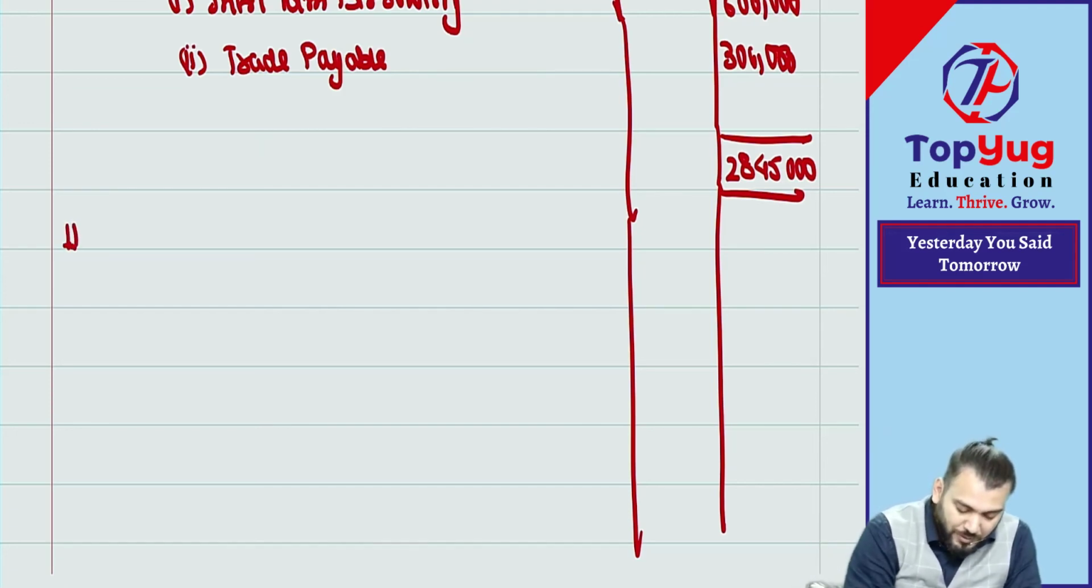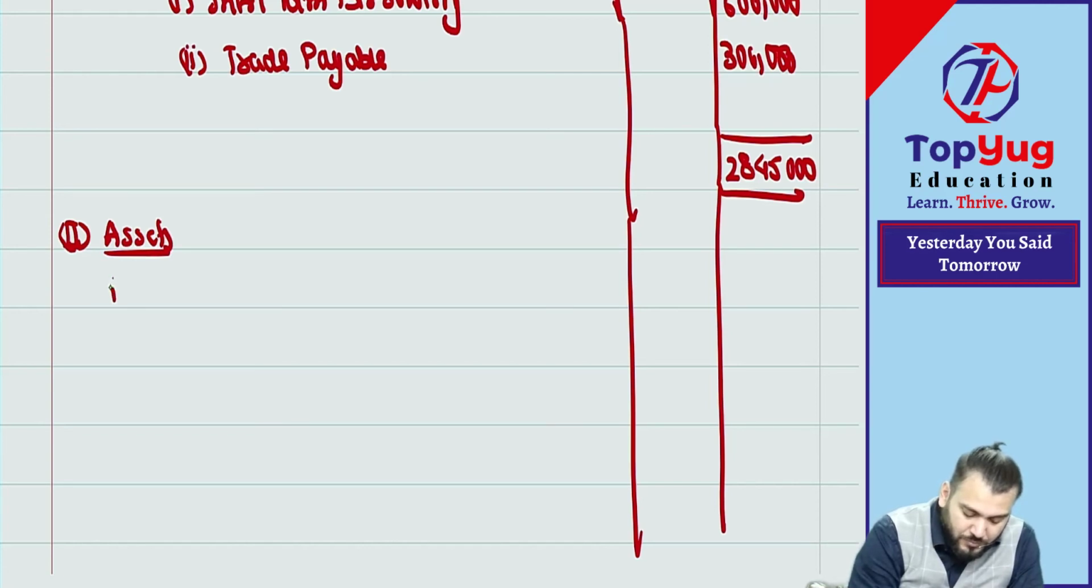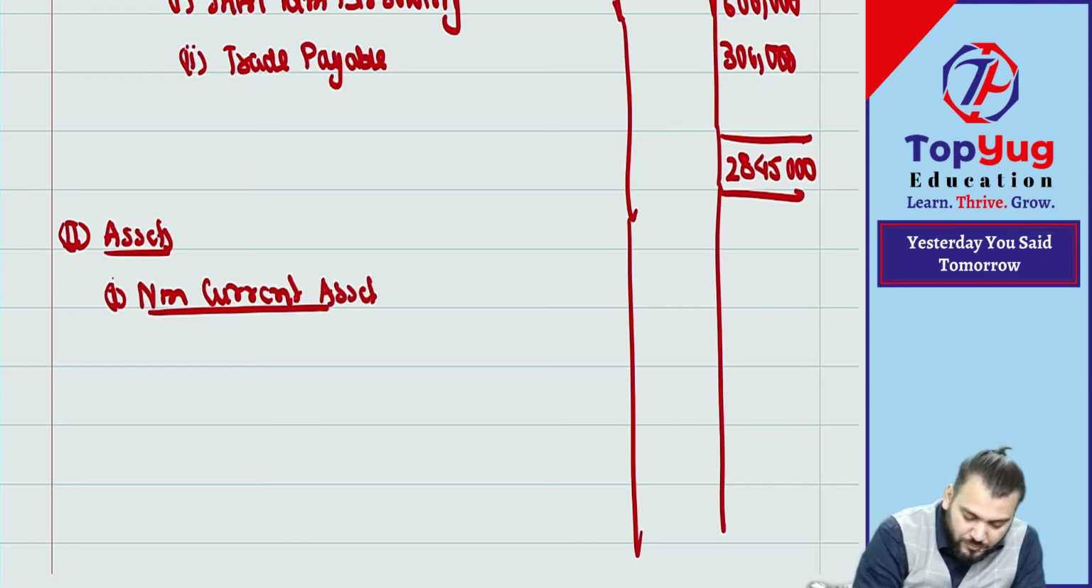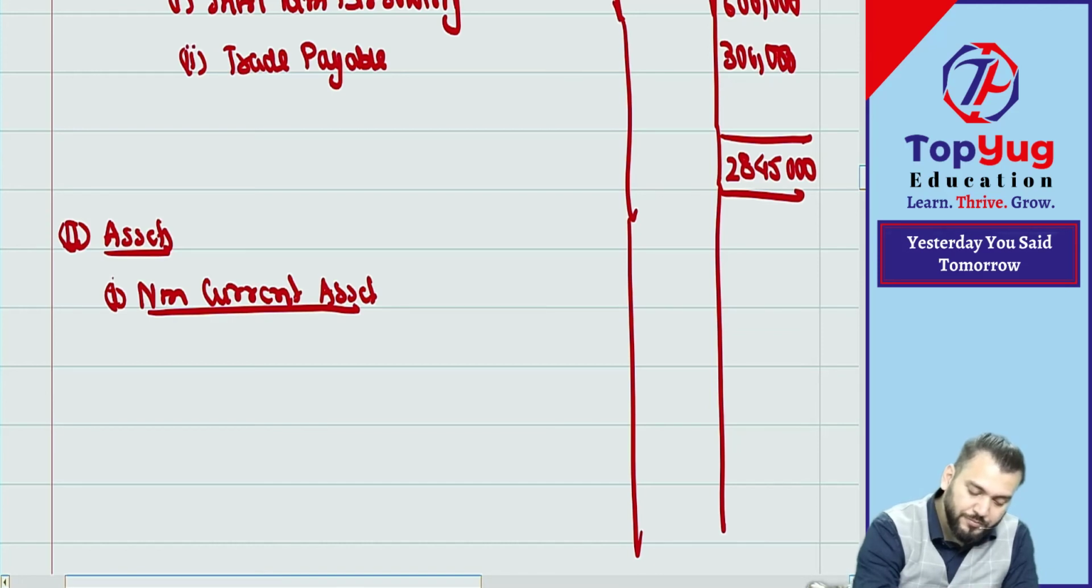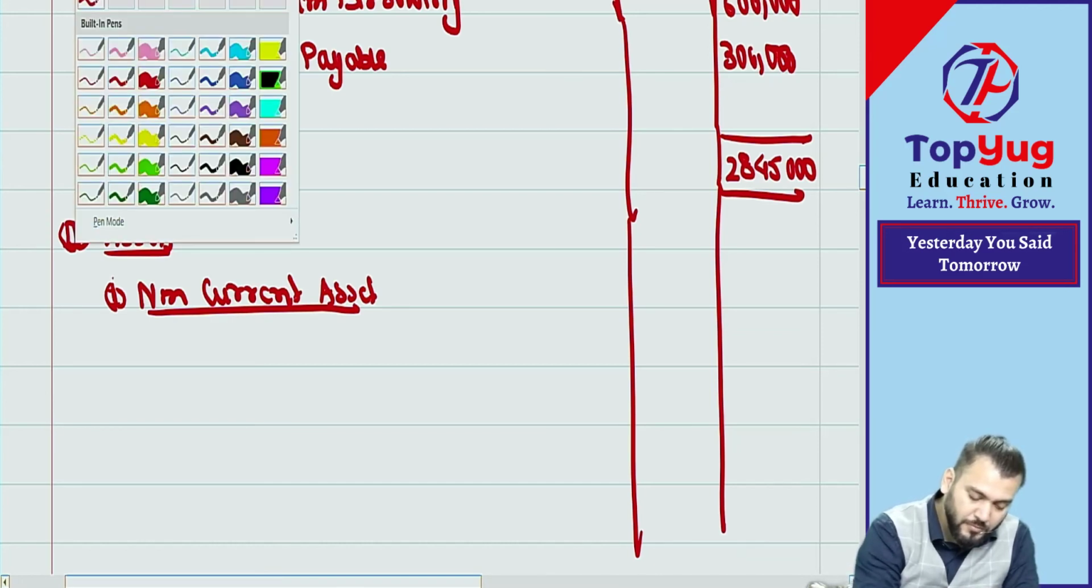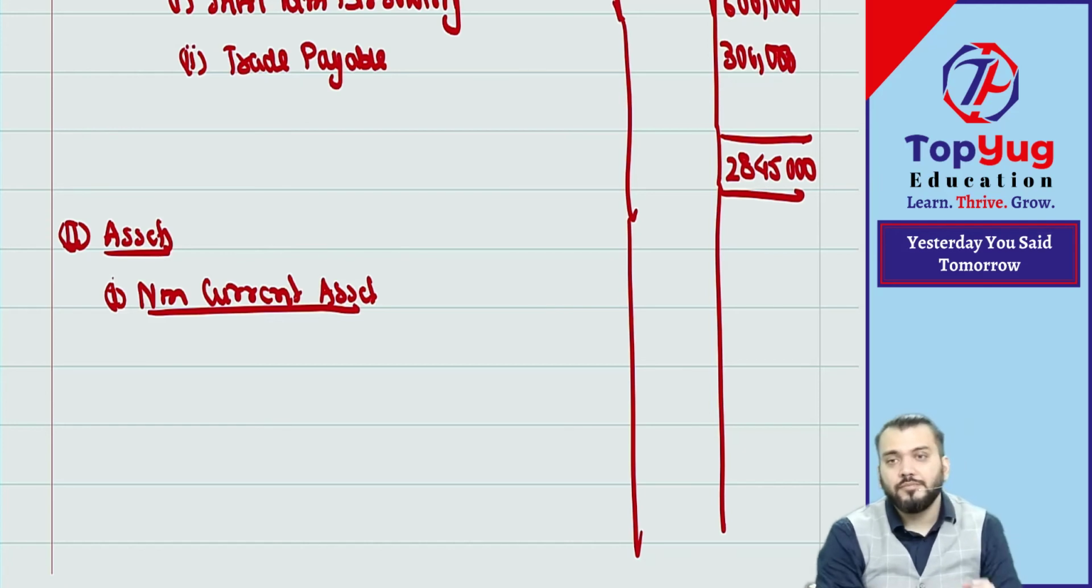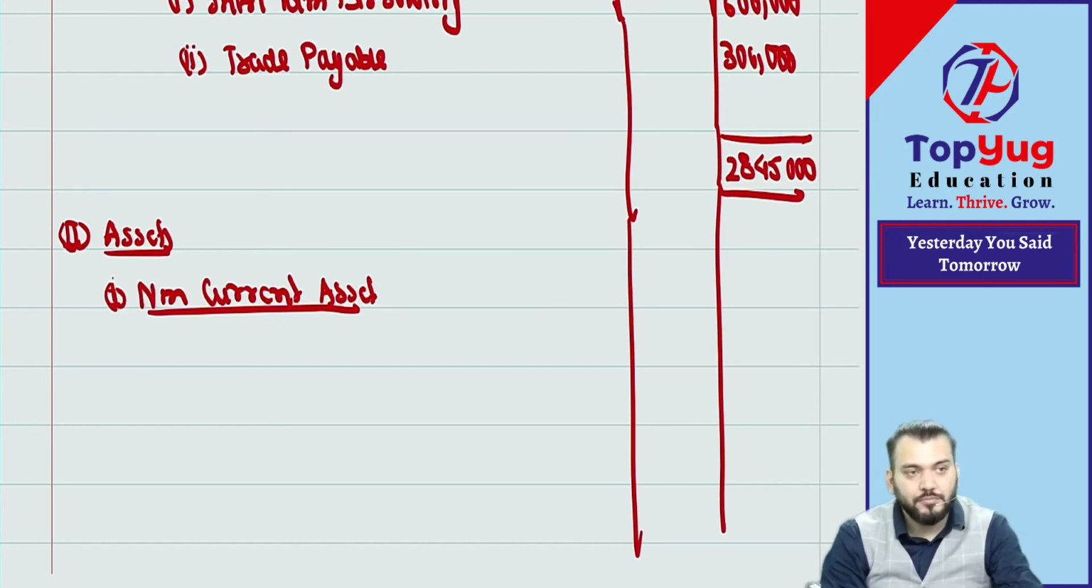Chalo. Then we write point number 2, assets. Under asset, first what we write down? Bolo? We write down non-current assets. Under non-current asset, first what we write down? Bolo? What do you write down? We write down property, plant and equipment.